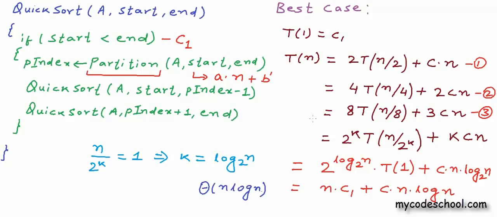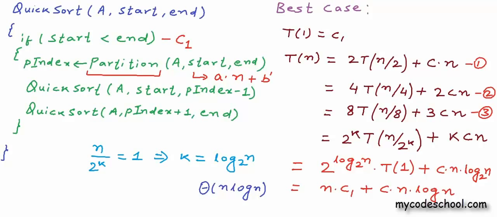If you're not getting any of this, then we have a whole series on time complexity analysis. You can find a link to it in the description of this video. Theta notation is actually a better metric. Anyway, in the best case, we are big O of n log n or theta of n log n.